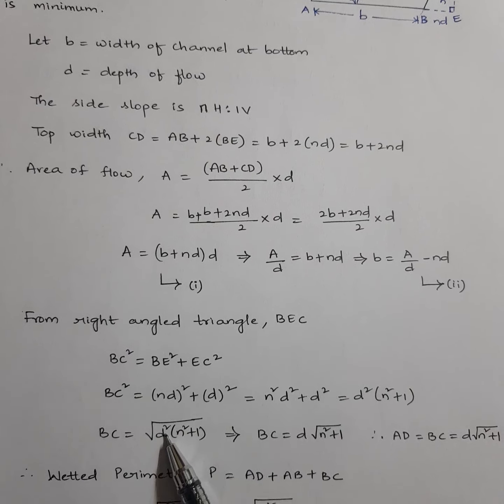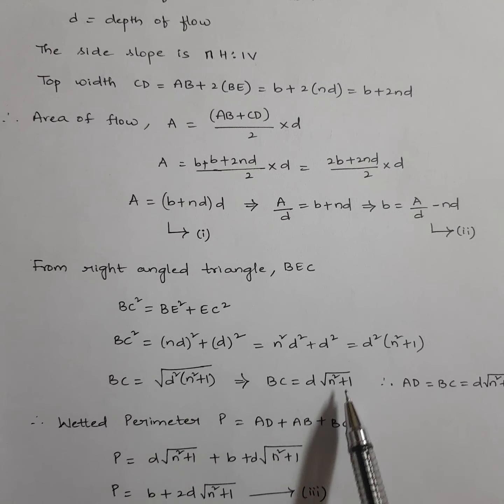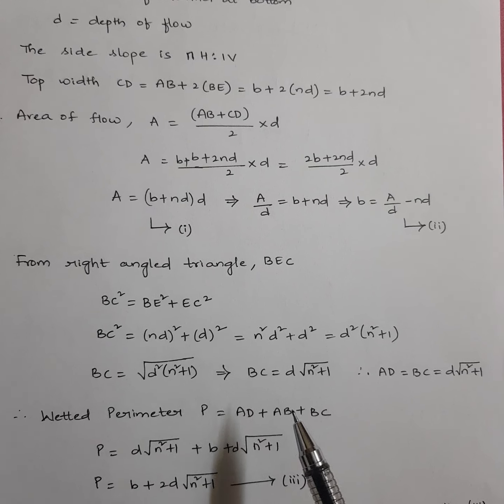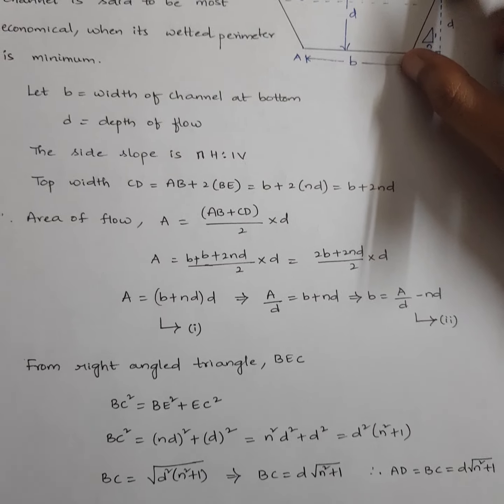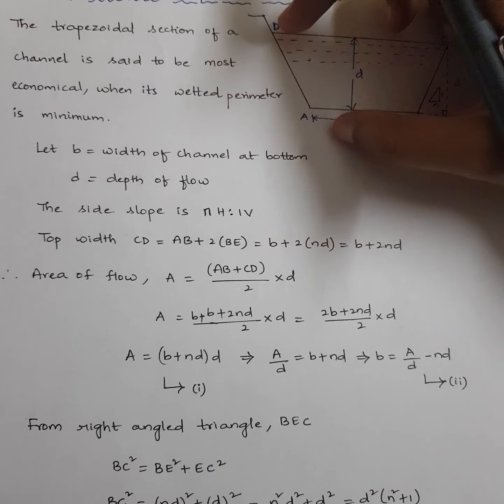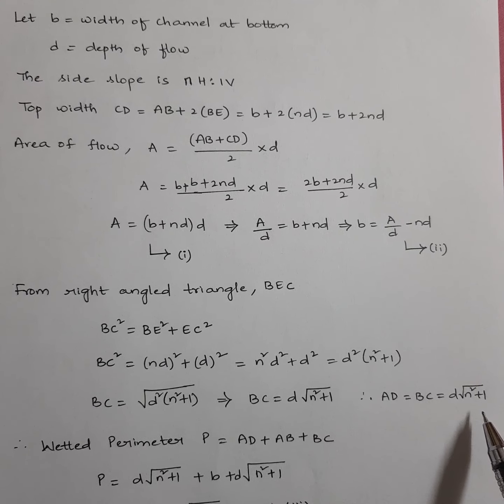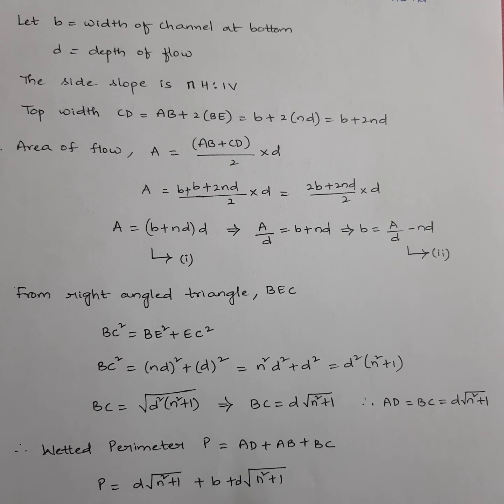Why? Because under root of d square becomes d, and under root of n square plus 1 stays as under root of n square plus 1. So finally I got BC as d under root n square plus 1. As I've told you, if BC is d under root n square plus 1, obviously AD will also be d under root n square plus 1. So I have written, therefore, AD is also equal to d under root of n square plus 1. So I got all the values now.